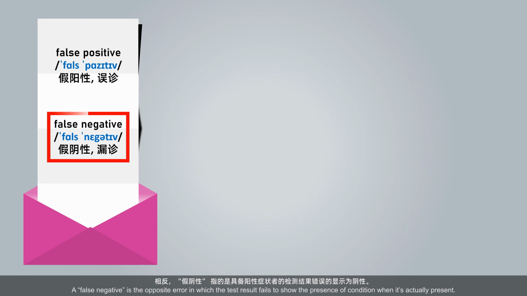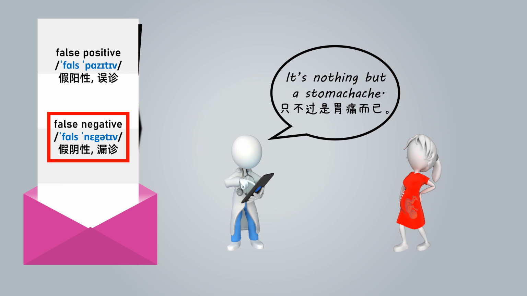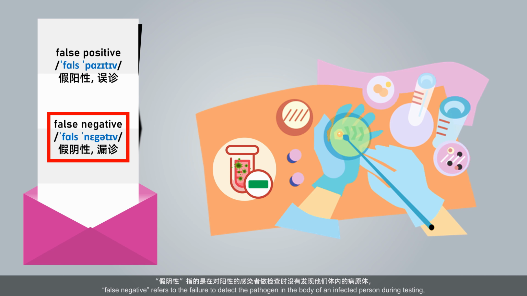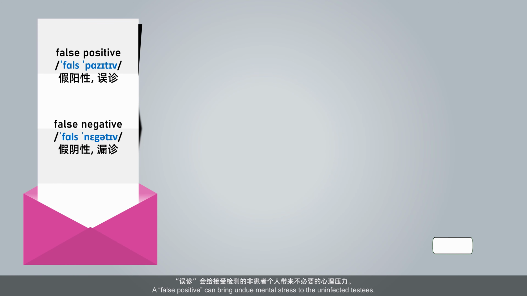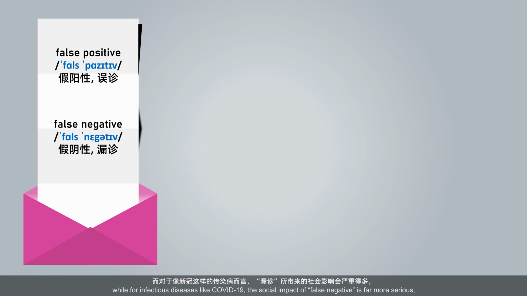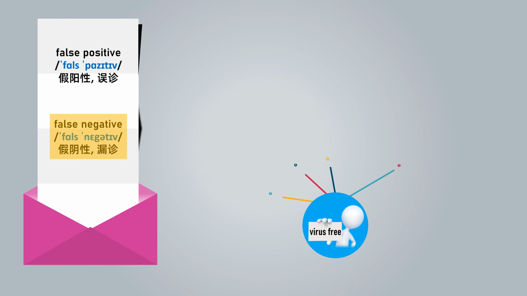A false negative is the opposite error, in which the test result fails to show the presence of a condition when it's actually present.